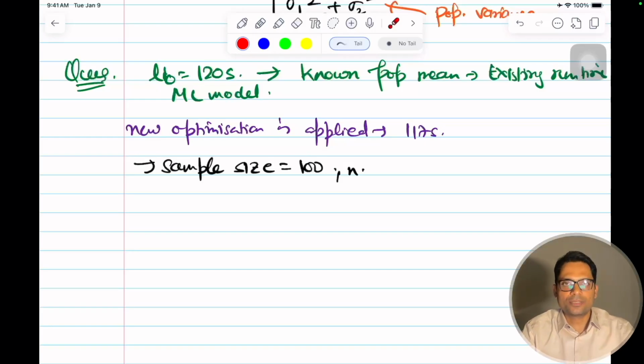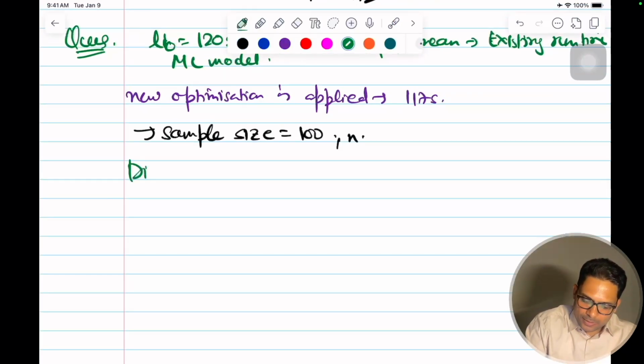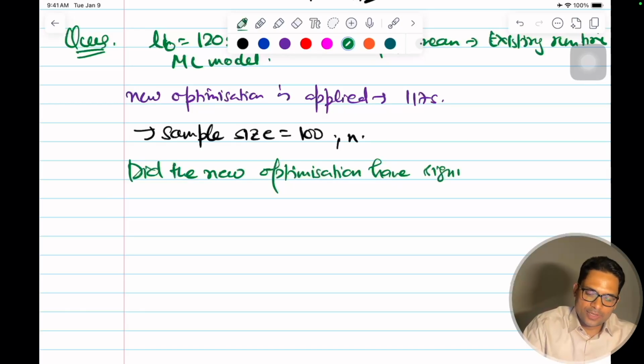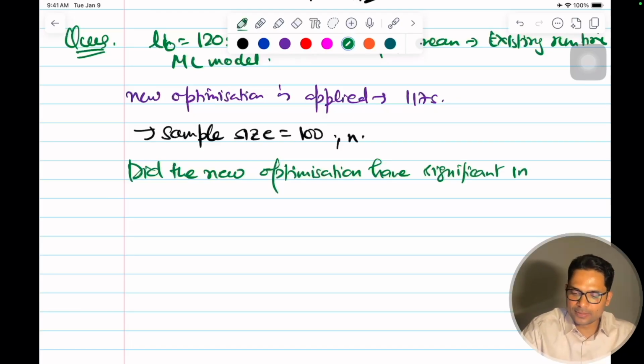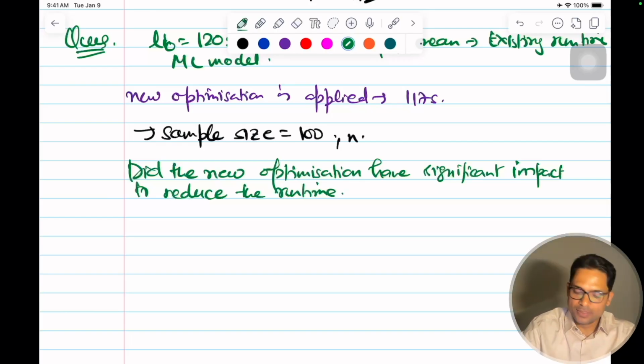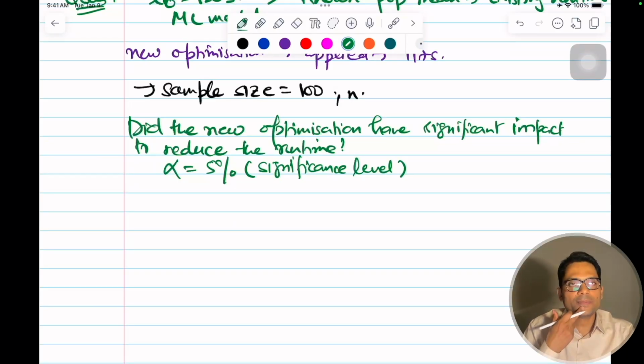Now, does the optimization have a significant impact to reduce the runtime or not? We need to validate this claim. This is a hypothesis test: did the new optimization have a significant impact to reduce the runtime? That's the question, and we'll put the alpha, or significance level, as 5%. We'll follow the standard template of hypothesis testing and go one by one so that it becomes very clear to you.